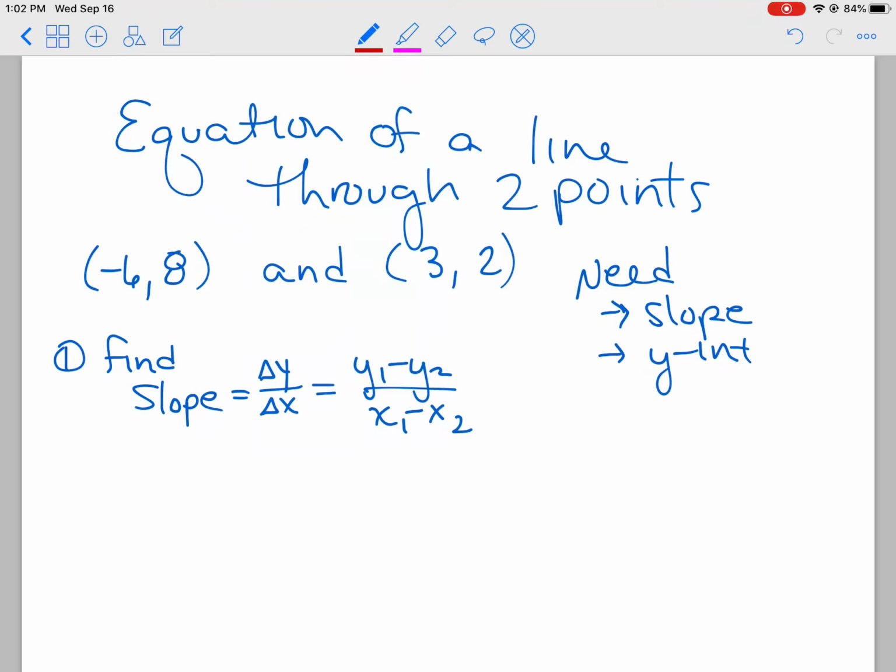So the -6 is x in the first point, so that's x1. The 8 is y in the first point, so that's y1. The 3 is x in the second point, so that's x2. And the 2 is y for the second point, so that's y2.